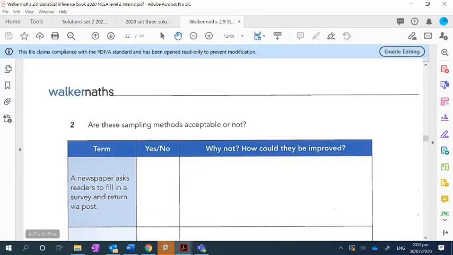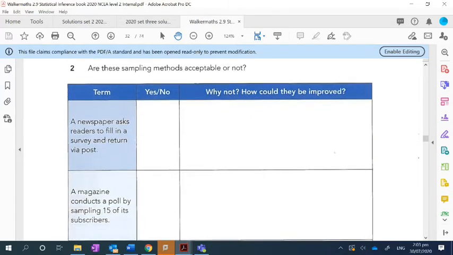Now, if, again, this survey was about the newspaper and its readers, then it might be okay, right? But still, via post, it's still tough, right? Okay, good job. All right, how about this one?